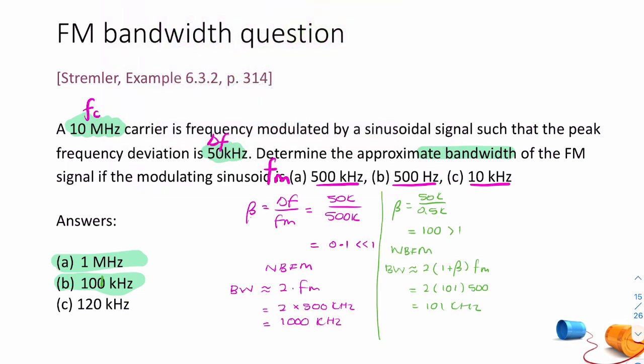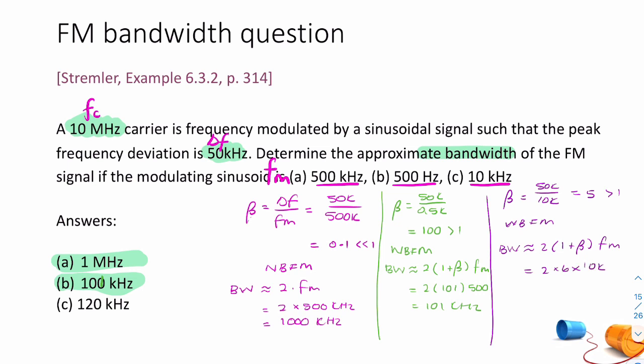And finally, for the third section, beta equals 50K over 10K. So that'll give you 5. So again, we have wideband FM because 5 is greater than 1. So your bandwidth using Carson's rule is approximately 2 times (1 plus beta) times FM. So that's 2 times 6 times 10k. So that's 120 kilohertz. And that's your third answer there. So that's how you would answer a question like that. Fairly straightforward.